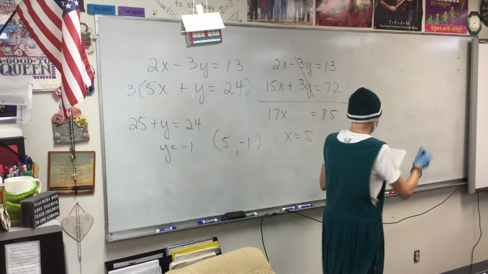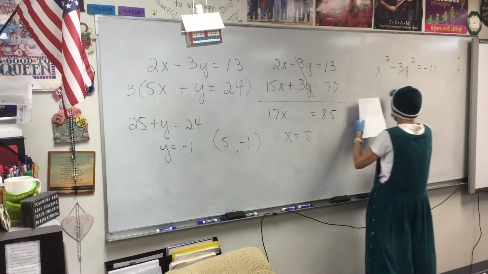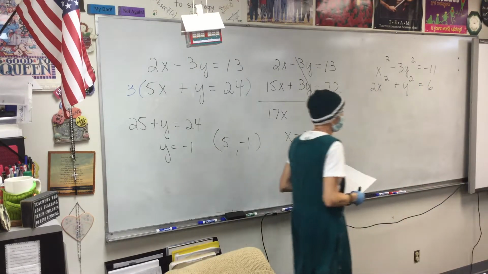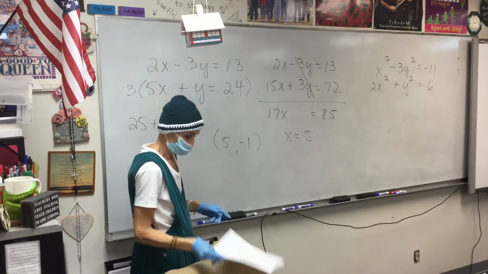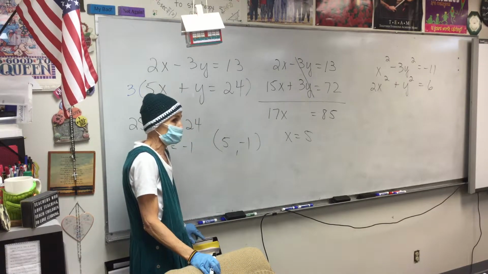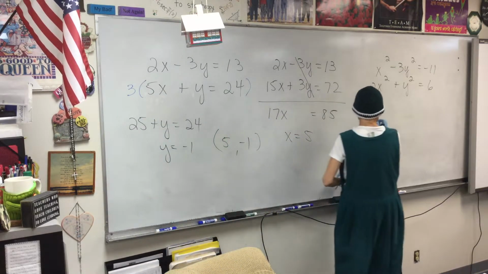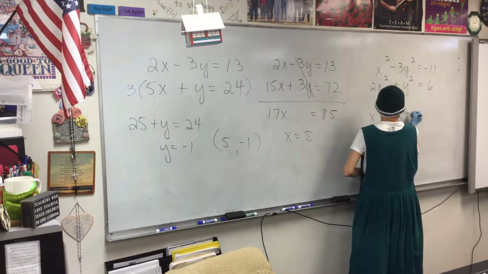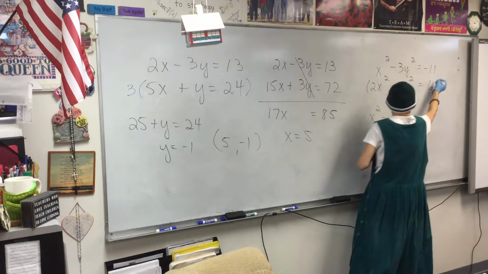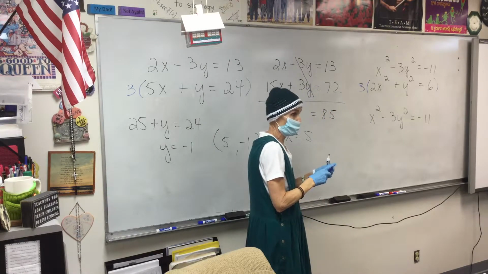Next one is 4. Oh my, look at this. Don't be afraid. Can we just multiply the bottom by 3? Yeah, you sure can. So here's the top one, and we're going to multiply the bottom one by 3. By the way, this is going to work, right?